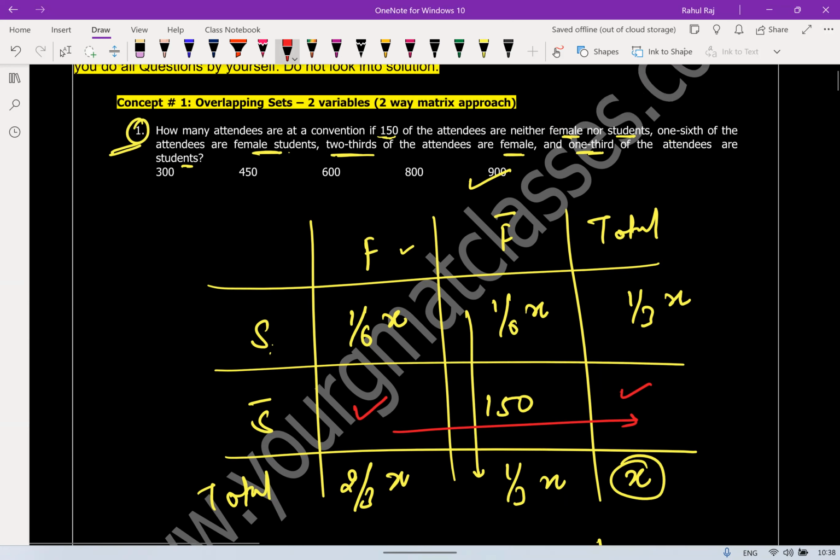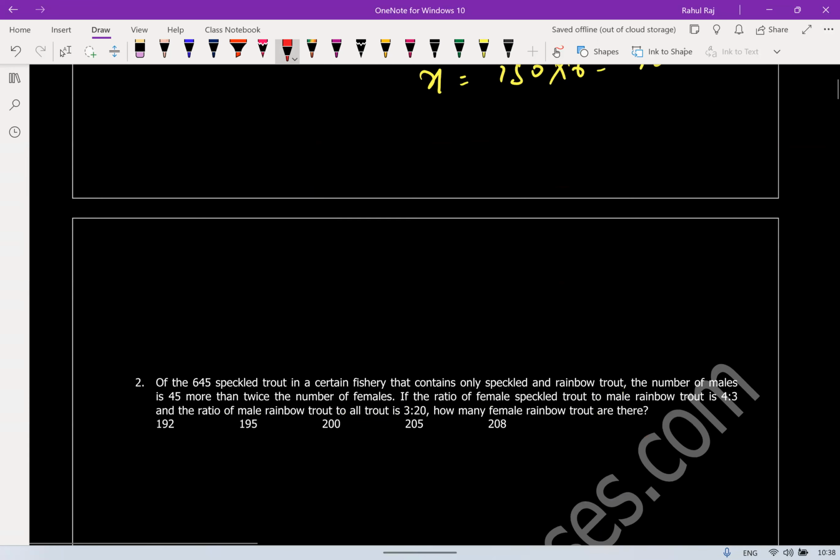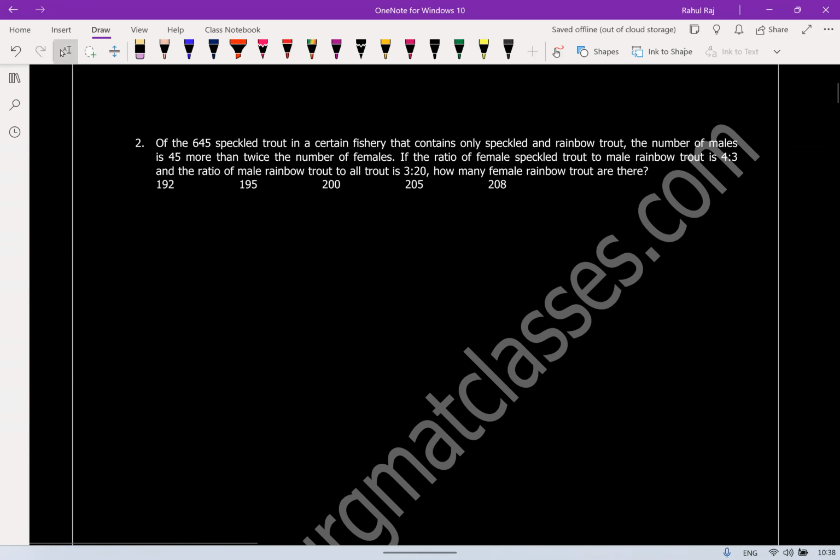Please understand, in sets, they will mostly ask you questions with 2 variables because this is a place where they can trick you completely. They can trick you on the language. Imagine question number 2 is pretty simple, but the language used here is a bit problematic if you do not read it properly, but it's a pretty simple question. Can you please try doing it? Take 2 minutes for it.